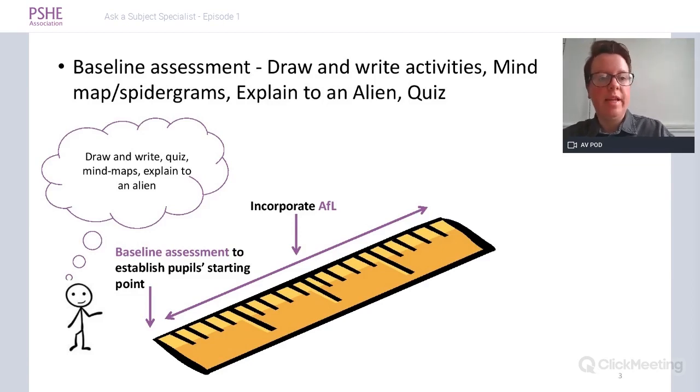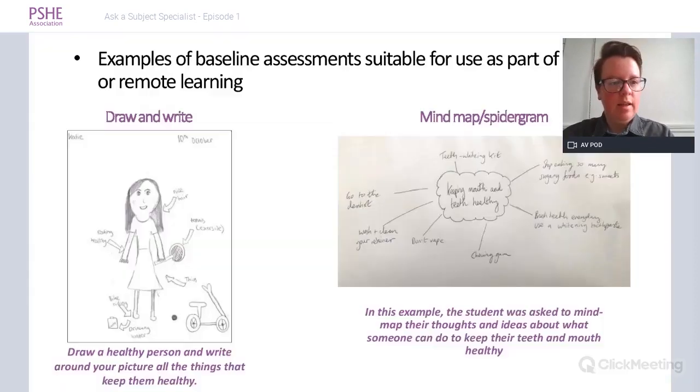Examples that could work really well remotely are draw and write activities, mind maps or spidergrams, an activity called Explain to an Alien, or simple quizzes. So I'm going to take you through a couple of examples now.